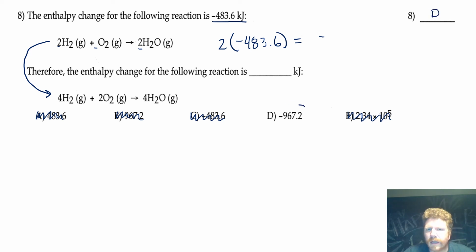This question is a Hess's law sort of problem. Negative 483.6 kilojoules is the energy associated with 2 moles of H2 reacting with 1 mole of O2 to produce 2 moles of H2O. Then 4 moles of H2 plus 2 moles of O2 is 2 times as much. That's going to produce 2 times as much water, and 2 times as much energy. All right, well, I hope this is helpful. I'm going to move on to some more problems in just a moment.